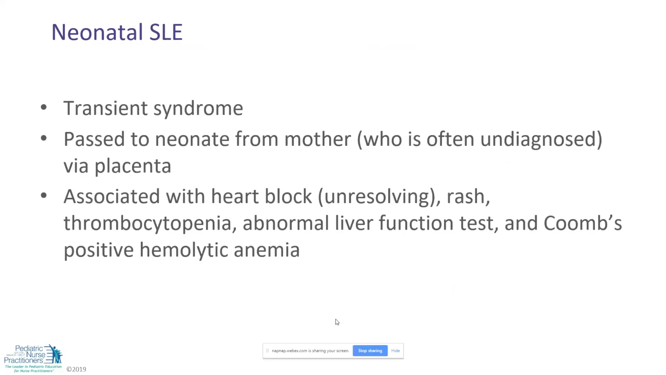Just one slide about neonatal systemic lupus erythematosus. So this is a transient syndrome. What often happens is that you have a mother who's not diagnosed with lupus, and she passes the lupus via her placenta to the neonate, and so that neonate then has it. The neonate may present with heart block, rash, thrombocytopenia. They can have abnormal liver function tests, and they may also have a Coombs-positive hemolytic anemia. This is thankfully a transient syndrome, but just of note, something that some of you may encounter.